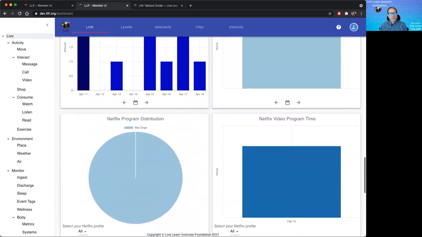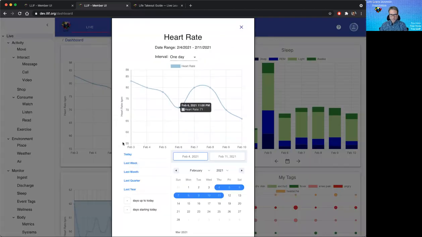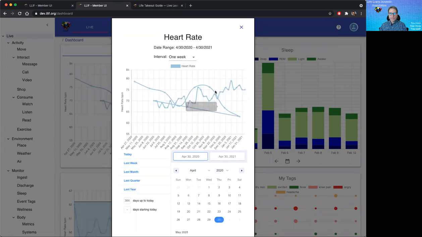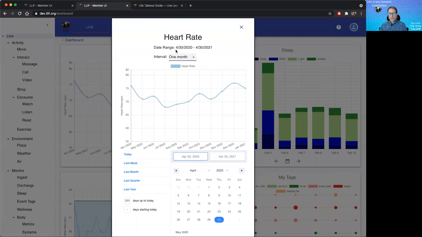So as you walk through any of these graphs, like heart rate, I can click on a calendar and pull up a history. Traditionally it will be showing a short period of time, but you can look at a history. So I just went back and chose last year, and it's on a week basis here. If I want to see the trends a little more evenly, I can say, show me months.